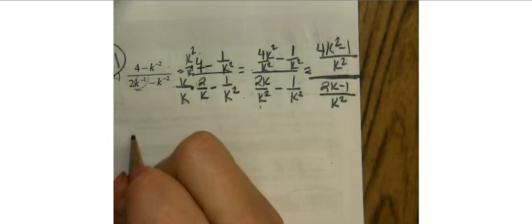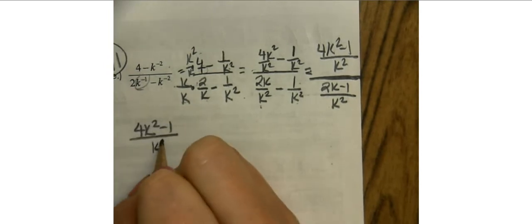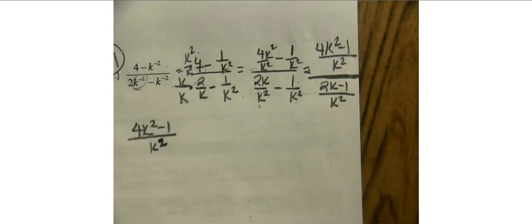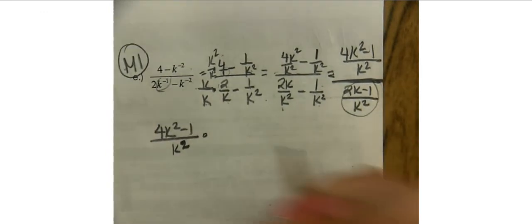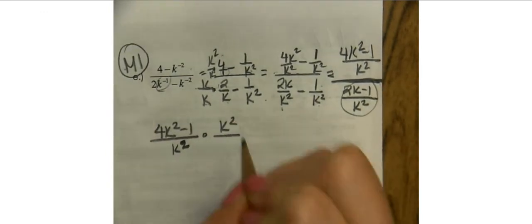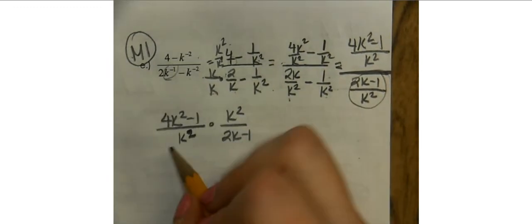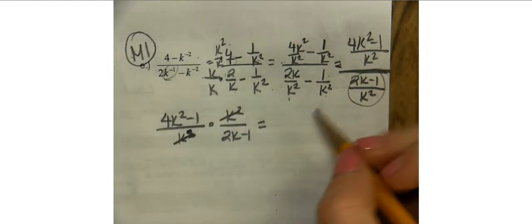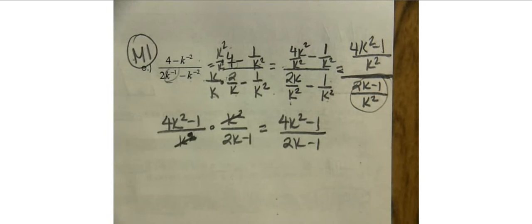So that means I'm going to rewrite this as 4k squared minus 1 all over k squared. And this is going to be times the reciprocal of the second fraction, which is going to be k squared over 2k minus 1. So if you want to cancel out the k squareds, that's fine. We end up with 4k squared minus 1 all over 2k minus 1. But we're really not done.